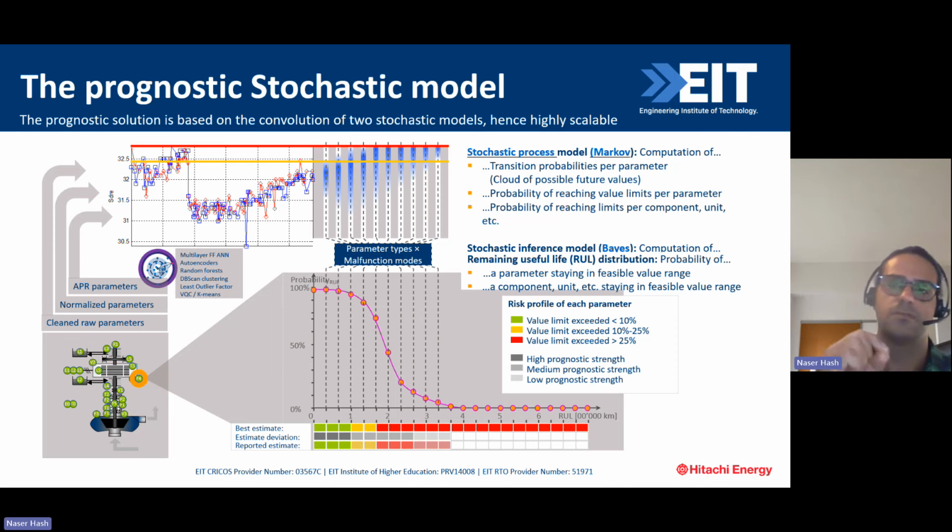So the Markov chain is used to predict the variation of the data. For example, we have an equipment here. The equipment is digitized with different sensors. The data is collected from different parts of the equipment. It comes to the model, which is based on the Markov chain. The Markov chain is calculating and trending the data for the future.